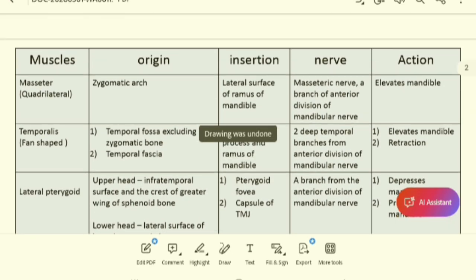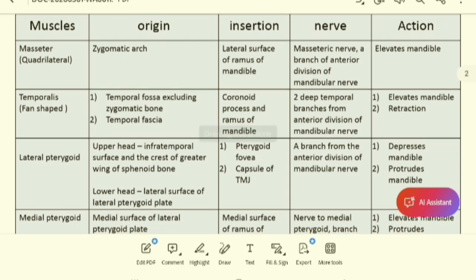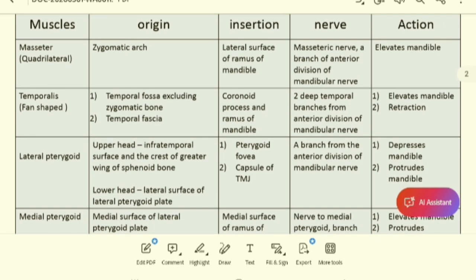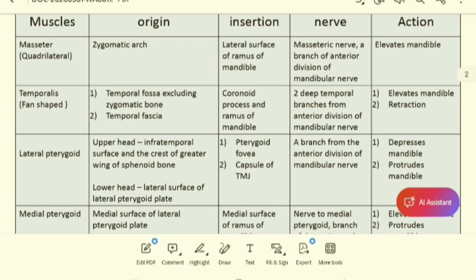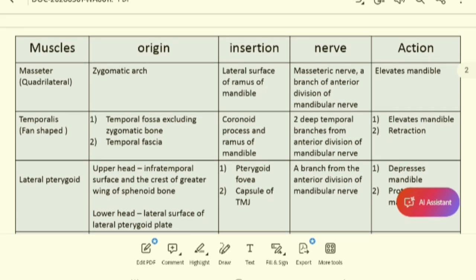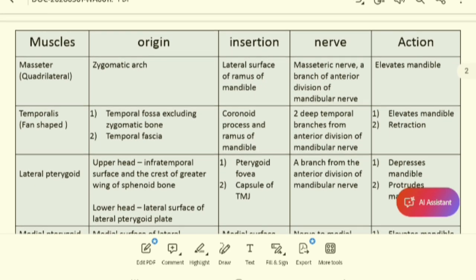And moving on, the nerve supply is the masseteric nerve, a branch of the anterior division of the mandibular nerve. No need to remember that it is a branch of the anterior division. You should know the nerve supply is by the masseteric nerve, that is a branch of the mandibular nerve. Even if you only remember mandibular nerve, it will take care of it. Moving on, it is going to elevate the mandible.